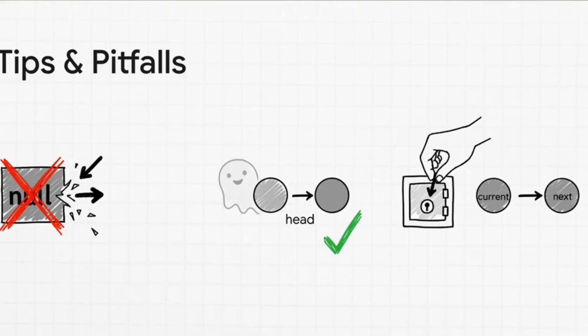So as you're practicing, please keep these common mistakes in mind. The number one rookie error is trying to access something on a null node. That's an instant crash. Also, here's a pro tip for you. Sometimes using a dummy node right before the head can make your insertion and deletion code way simpler. And the biggest warning of all, remember what we said about reversing? Always save your next pointer before you start changing things.